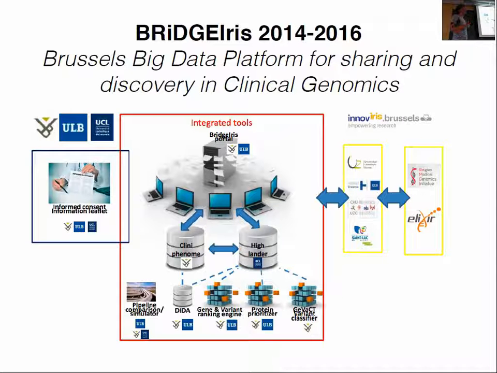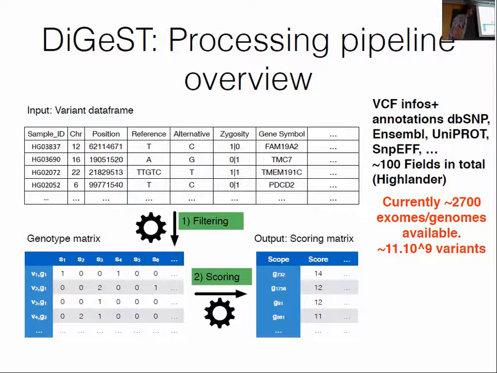Achievements in terms of databases, and especially a big database allowing to put genomic data and to share it among different labs. And then a series of tools ranging from bioinformatic pipelines for alignment, variant calling, up to high-level data tools for classification, for example, of variant data for different diseases. And so in this context, DiGeST is a tool that basically allows to rank genes or variants.